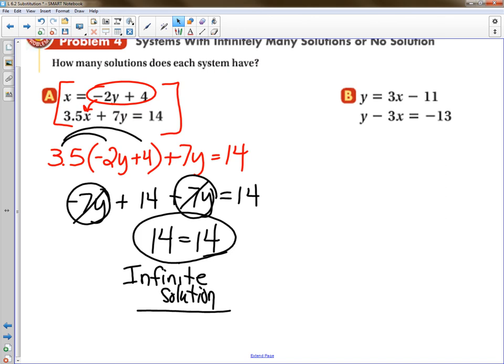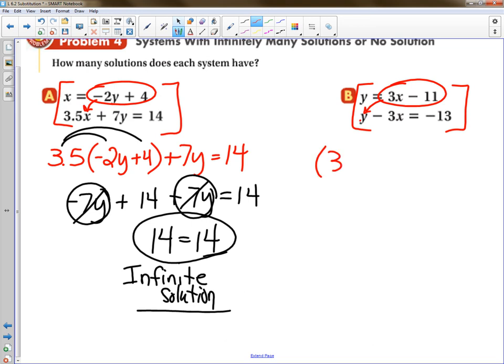Okay, another part of this problem, part B. Here's another set of linear equations, a linear system. In this problem, y equals 3x minus 11. I'm going to put that value in place of y in the second equation. So I'm going to replace this y with 3x minus 11.